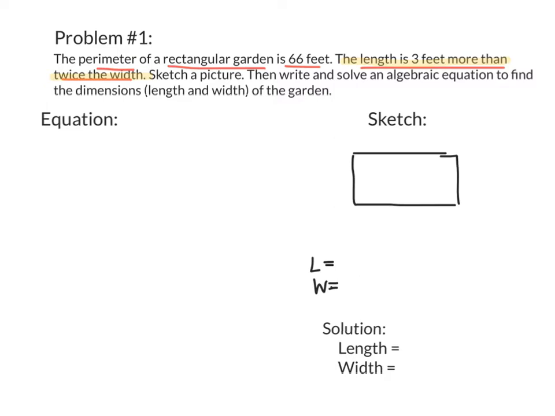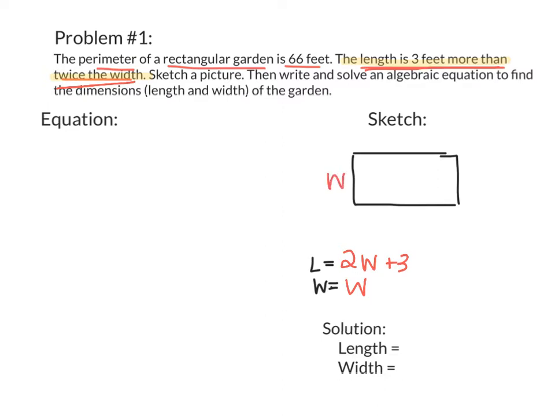So I'm going to use W for my width, for my unknown. If my width is W and my length is 3 feet more than twice that, I have to do 3 more than twice W. So that would look like this, 2 times W plus 3. Now I'm going to go up on my sketch and write that in.